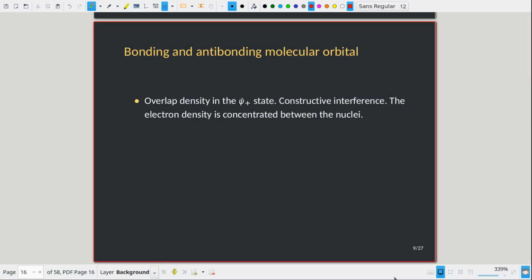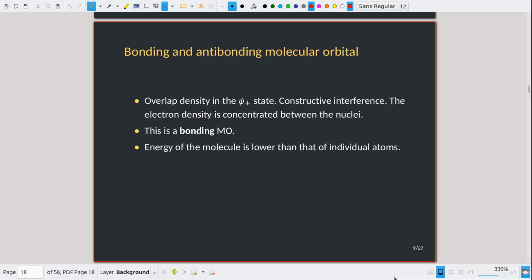So in the case of the plus sign in the linear combination, we've got the psi plus function, which is made up of the sum of psi A and psi B, the two individual atomic orbitals. Then we've got an overlapping density in the middle and a constructive interference. That means that the electron density is concentrated between the two nuclei. And this is a so-called bonding molecular orbital. So the energy of the entire molecule is actually lower than the energy of the individual atoms.